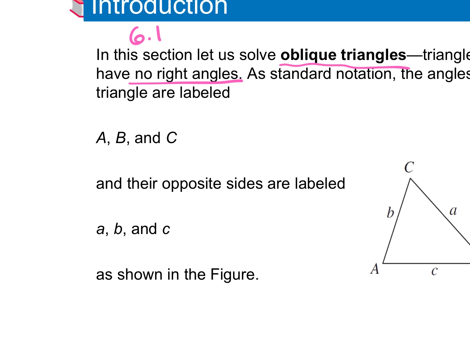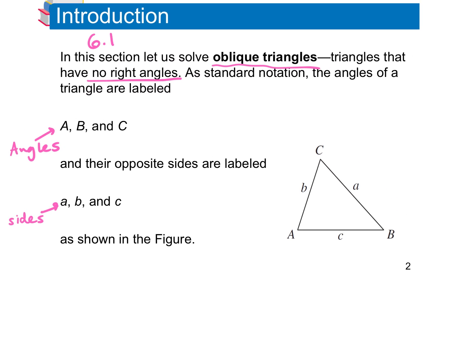Now, it's important to understand the labels of our triangles. When we have capital letters, that's going to denote the angles. When we have lowercase letters, that's going to denote the sides. And then the corresponding letters are opposite of each other. So angle A is going to be opposite of side A. Angle B is going to be opposite of side B. And angle C is going to be opposite of side C.